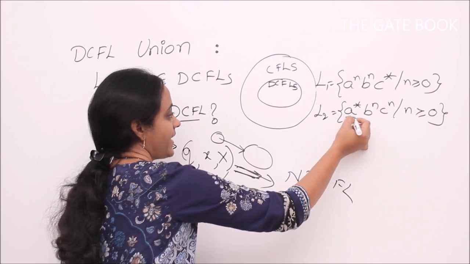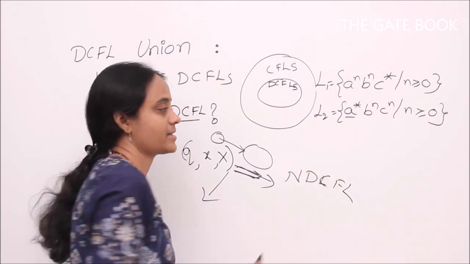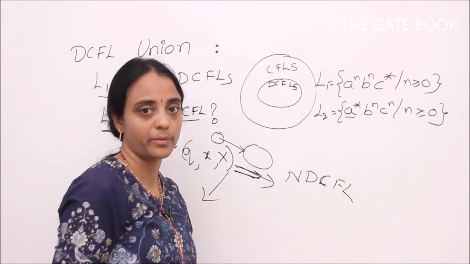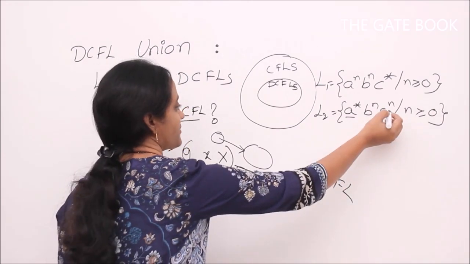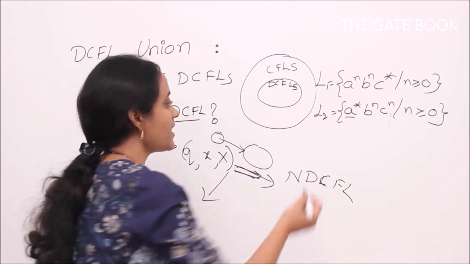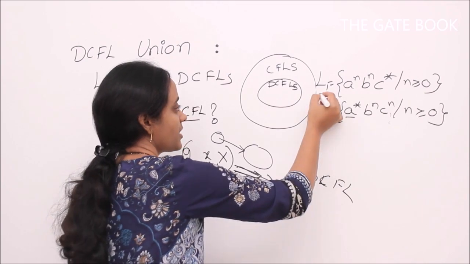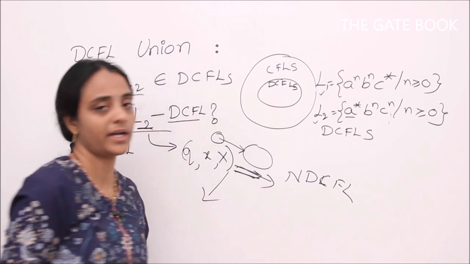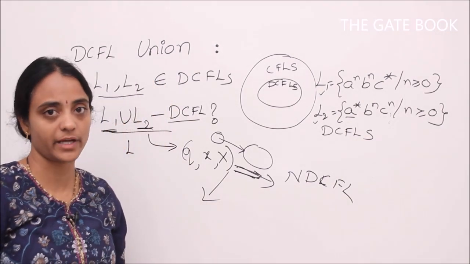Here also I neglect all the A's and don't take any action, but once I start getting B's, I push all the B's, and for every C I pop one B. After consuming all the input, if there are no B's in the stack, then I say it's a CFL, right? Both of them are DCFLs because I can deterministically know, for what input symbol, what my action should be.